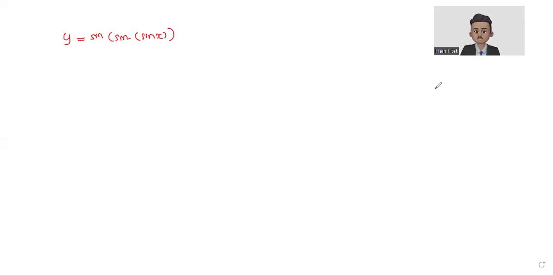In the last video, I taught you how to differentiate sine u. When you differentiate sine u, what will you get? You will get cos u, and then differentiate u again. So for this example, here is sine, and inside is u. When you differentiate sine u, you get cos u, and then you differentiate u again.